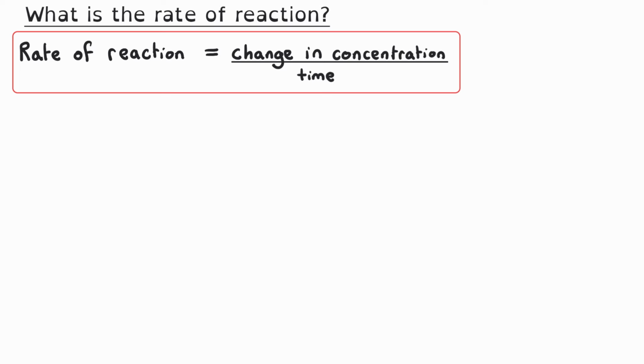The rate of a reaction is a measure of how quickly a reaction occurs, and it can be calculated using the equation: rate of reaction is equal to change in concentration divided by time. The rate could be expressed as being the change in concentration per unit time. And this concentration change can be of a reactant or of a product. The rate of reaction will typically have the units moles per decimeter cubed per second.